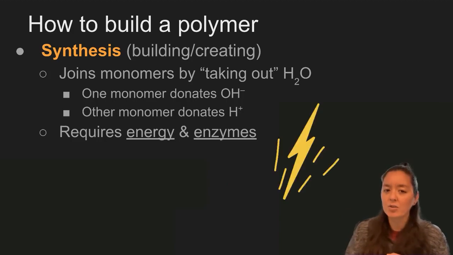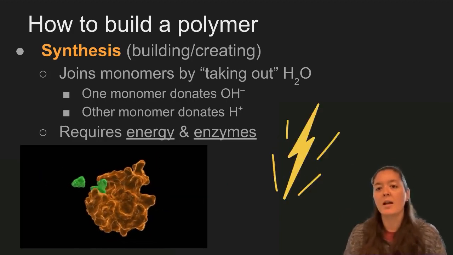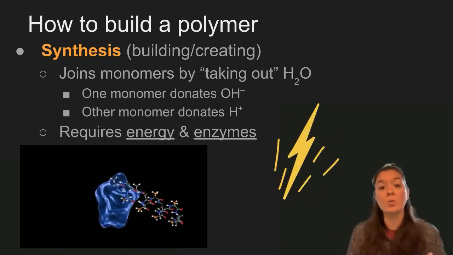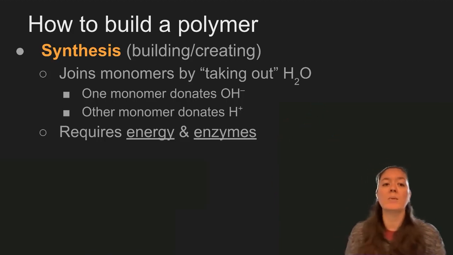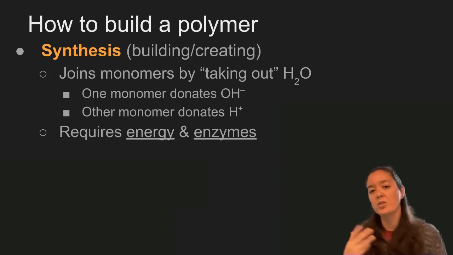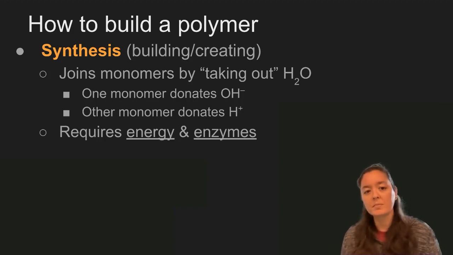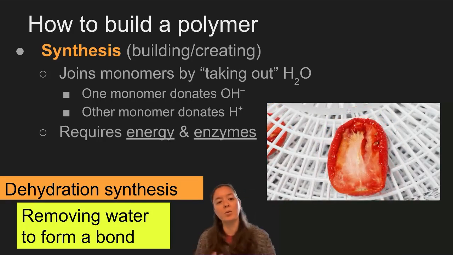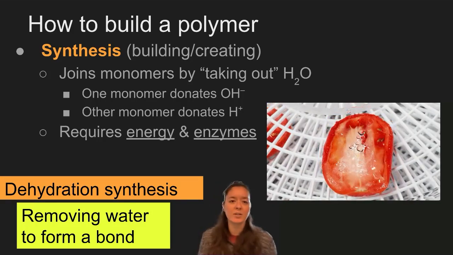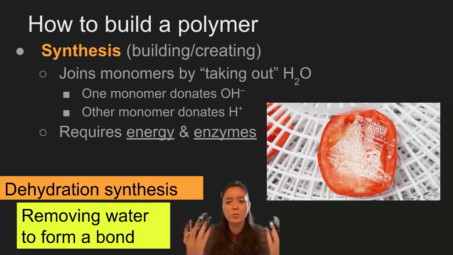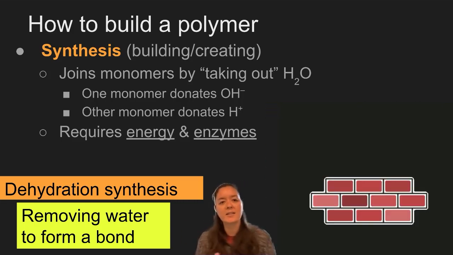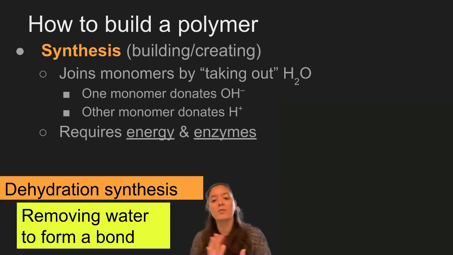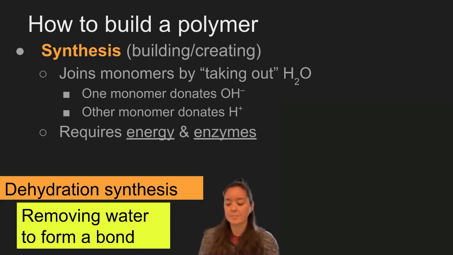Now this requires energy and enzymes. Enzymes do a lot of the work in our bodies, and they need energy in order to do that work. So when we talk about synthesis, we need energy to do that work. This is called dehydration synthesis. Dehydration means removing water. So if you're feeling dehydrated, you don't have enough water. You've removed water from your body. And synthesis, again, means building or creating. We're removing water to form a bond between our monomers.